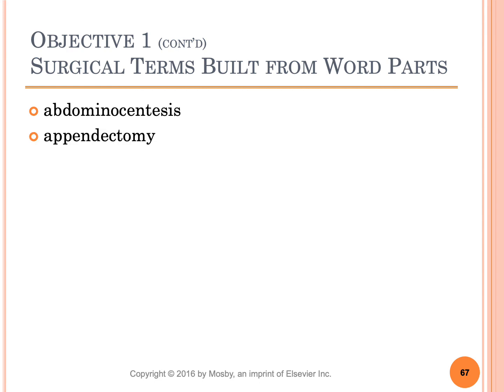Appendectomy is removal of the appendix. What about cholecystectomy? What are we removing there? If you said gallbladder, ding ding, you're right, good job. Colectomy would be removal of part of or all of the colon. Colostomy is creating a new opening into the colon.